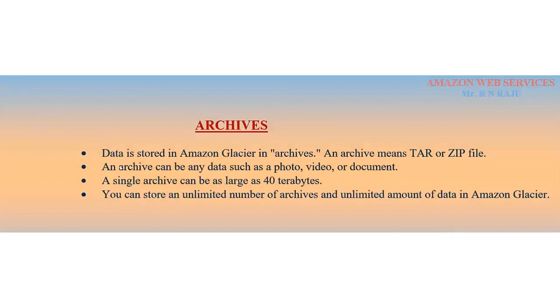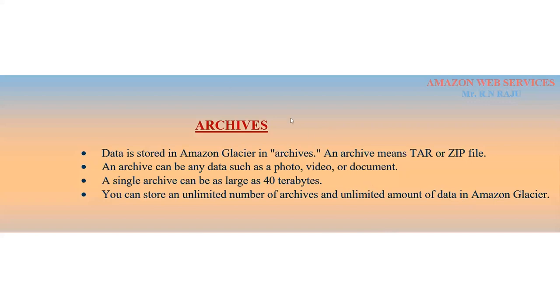So what is the archive? Data is stored in Amazon Glacier in archives. An archive means a tar or zip file. An archive can be any data such as a photo, video, or document. A single archive can be as large as 40 terabytes, but you can store an unlimited number of archives and an unlimited amount of data in Amazon Glacier.